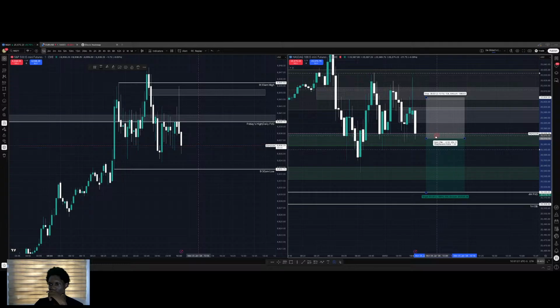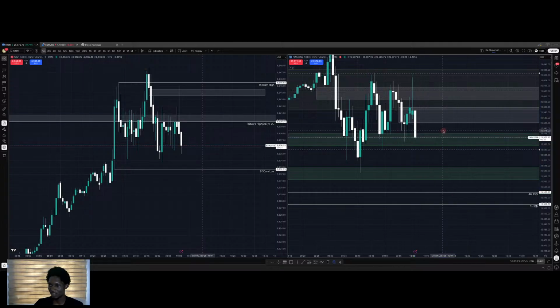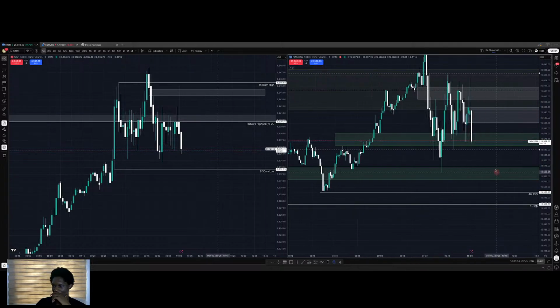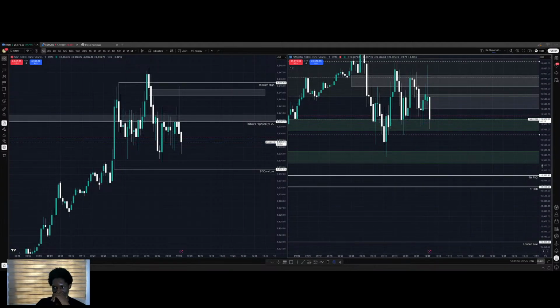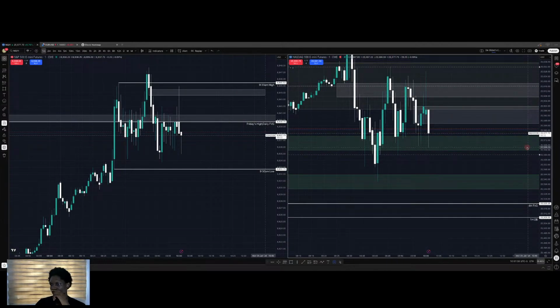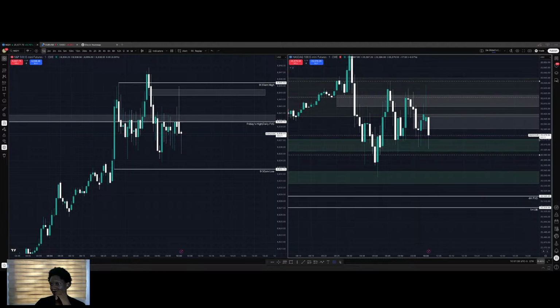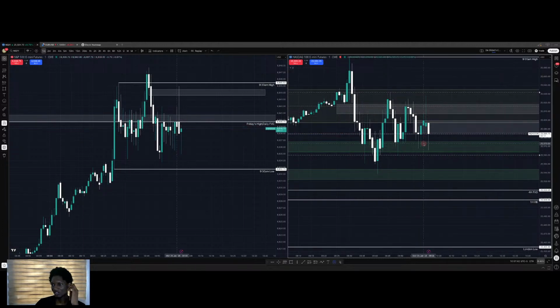It's like a 1.2 R. Doesn't really make sense to take it. Doesn't make sense because this is my target. Doesn't make sense to me, and I don't like how it's weakened.